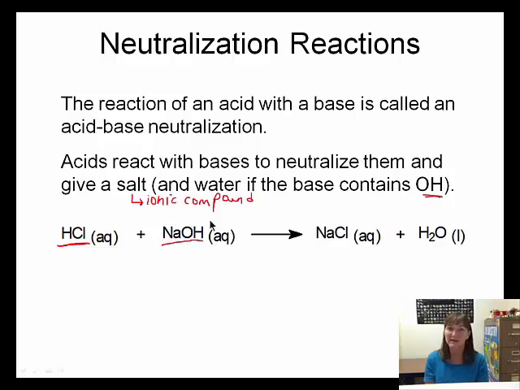We know it because it's a metal followed by hydroxide. So this would be the example of an acid-base reaction, because I've got an acid and a base on the left side of my arrow.